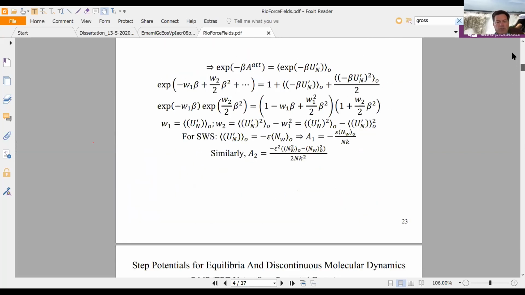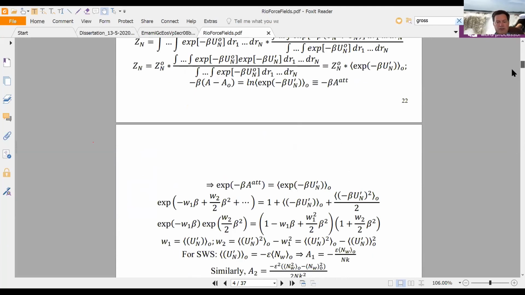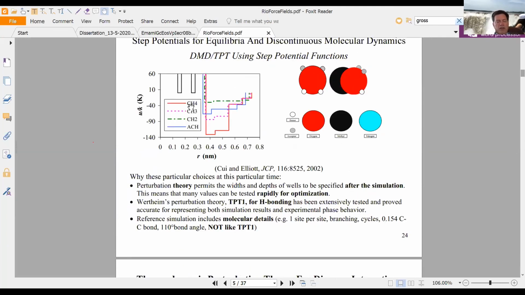Let's see if I can find that picture quickly. There it is. Okay. So CH4, you can see, yes, that looks very much like a Lennard-Jones potential. But when we look at the CH2, it's very flat. And so the data and the step potentials agree that the force field for a spherical molecule should look like a Lennard-Jones potential. But what the data are suggesting is that the force field for a CH2, maybe not.